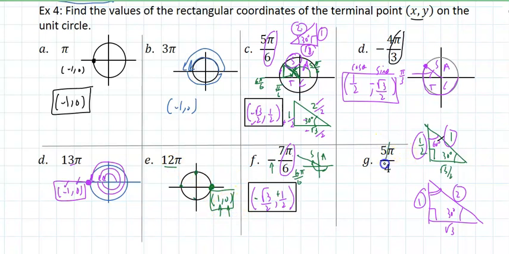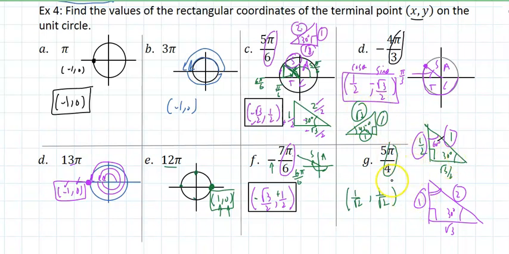And pi over 4, I know they're 1 over radical 2 each. And how do I know that? I'm very smart. No, well, if I draw the 45, 1, 1, radical 2. Cosine is the adjacent over the hypotenuse, and sine is the opposite over the hypotenuse.